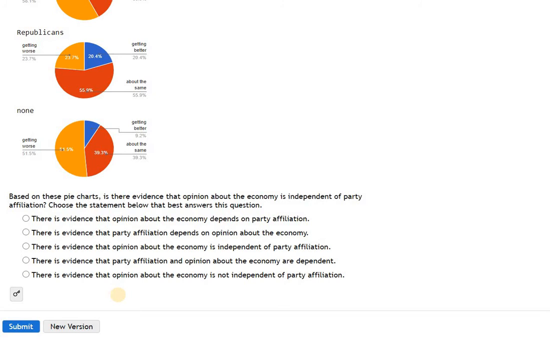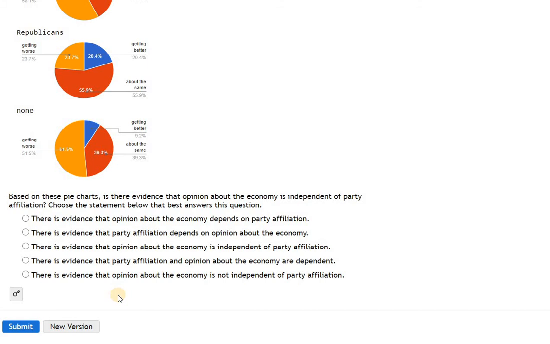The first answer says there is evidence that opinion about the economy depends on party affiliation. This is a strong statement. I cannot assume that the opinion about the economy depends on the party affiliation based on this information. In statistics, we cannot assume such strong correlation without strong evidence. So in this case, I'm not going to choose that one. That's a strong statement, and certainly I don't have the evidence to support it. There is evidence that party affiliation depends on opinion about the economy. I don't think party affiliation depends on your opinion about the economy, so that's not the answer.